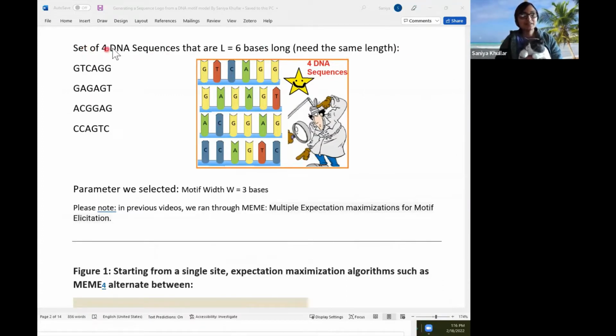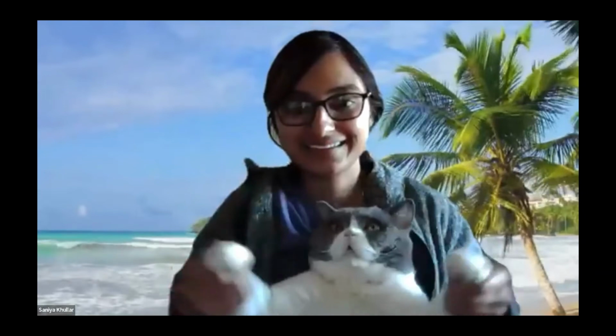But we had talked about a set of these 4 DNA sequences that are L equals 6 bases long. So they need to be the same length. So 1, 2, 3, 4, 5, 6, 6 of them. These are the 4 DNA sequences here. I just represented them in this nice little visual with my logo. My trademark logo is this star.